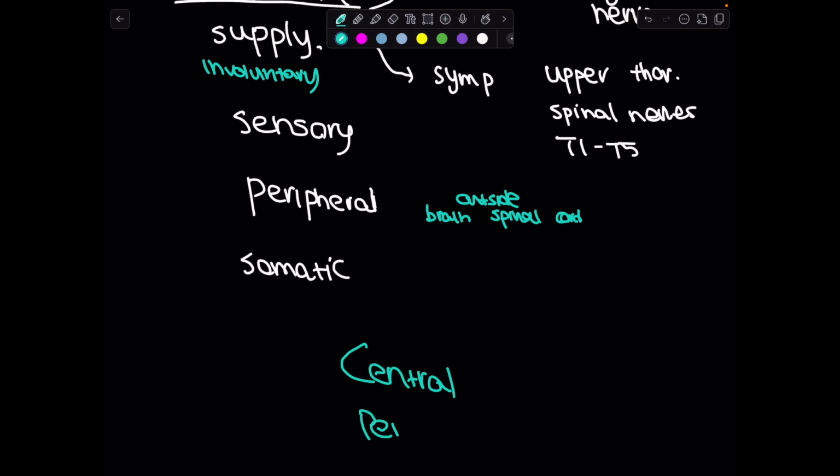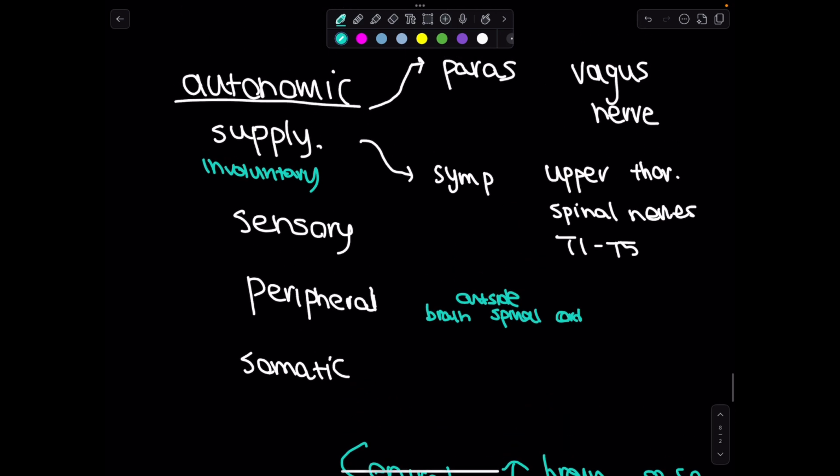So we have central nervous system and peripheral. This is the first distinction, and we're talking about things in the brain and spinal cord versus out. And then, what about the somatic, sensory, and autonomic then?